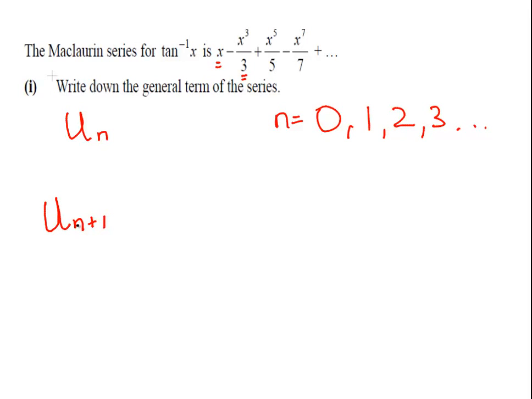You can't have a 0th term basically, or a first term. So essentially, u of n plus 1 is the first term. Once you look at the mathematics of it in a second, you'll see. So minus 1 to the power of n times x to the power of 2n plus 1, over 2n plus 1.